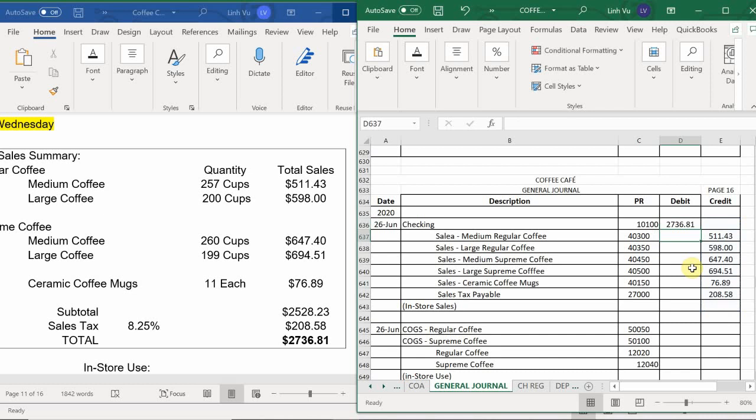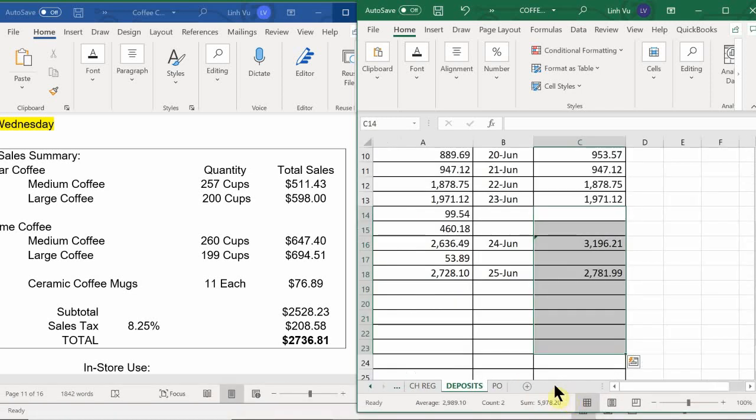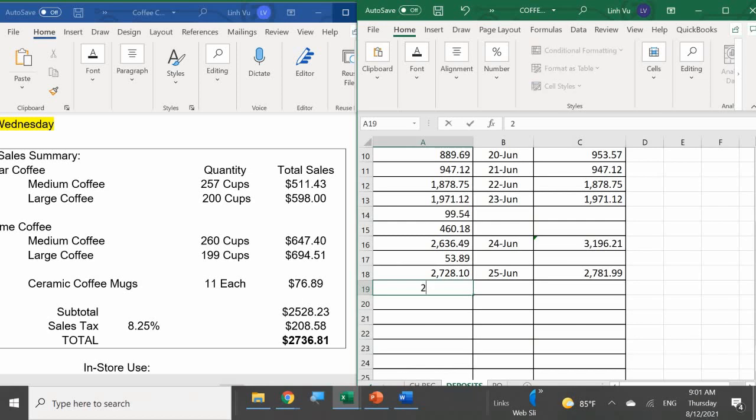2736.81. Good. And then we're going to go to our deposits tab in the journal and deposit that money. Okay, so we got $2,736.81. It is the 26th. So therefore, that money is deposited.